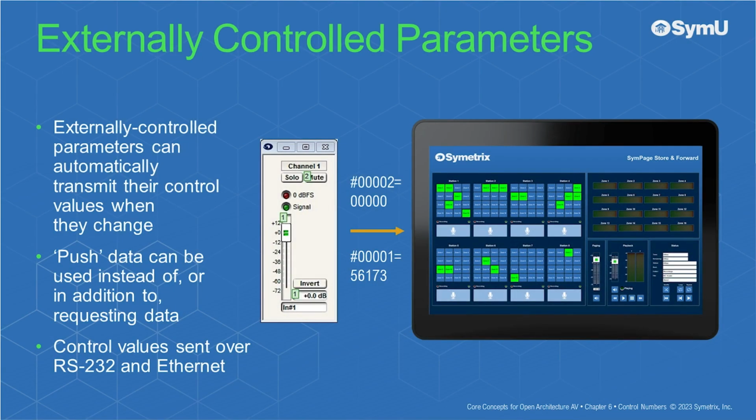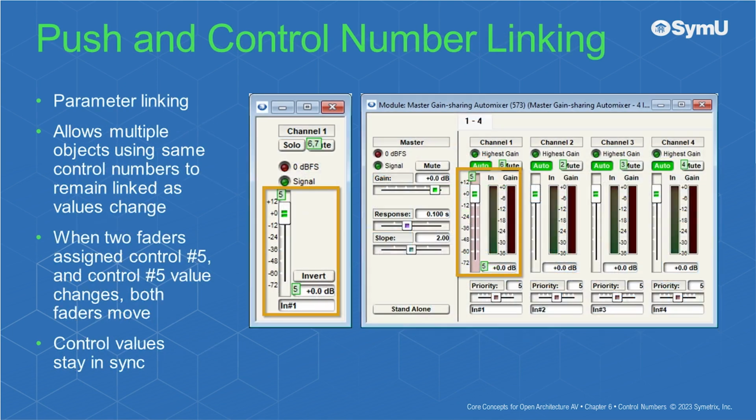All externally controlled parameters can be configured to automatically transmit their control values whenever they change. This push of data can be used instead of, or in addition to, requesting data. Control values are sent out over RS-232 and Ethernet. Parameter linking allows multiple objects using the same control numbers to remain linked as their values are changed. For example, when two faders are both assigned to control number 5, when the control value of control number 5 changes, both faders will move, and their control values will stay in sync.